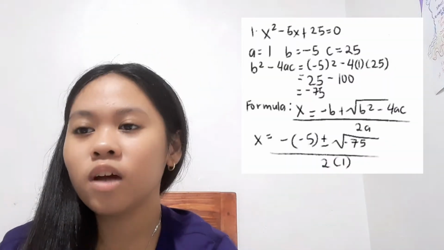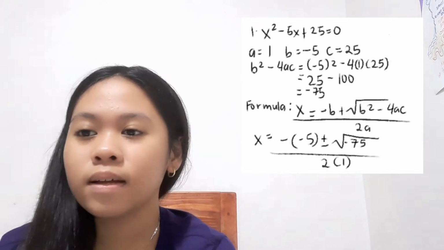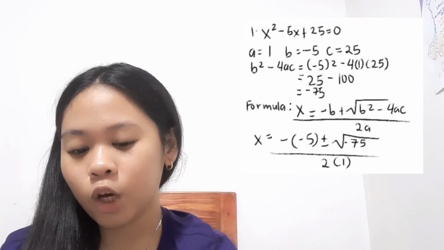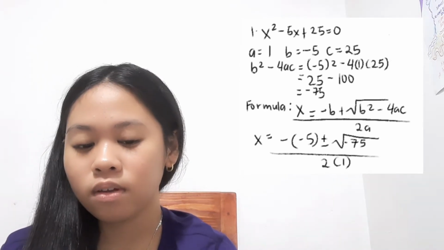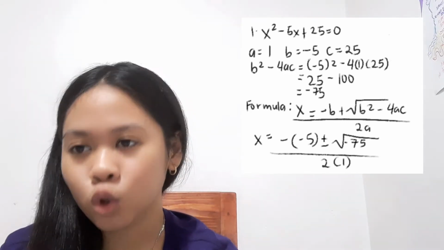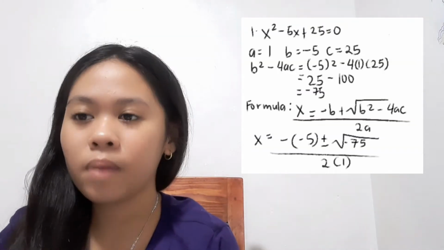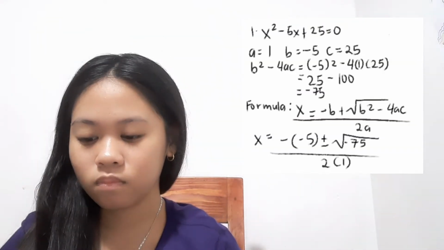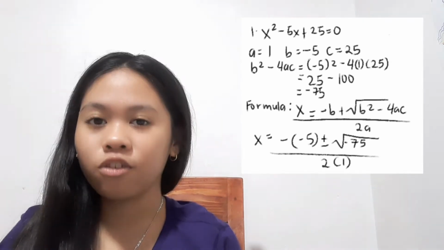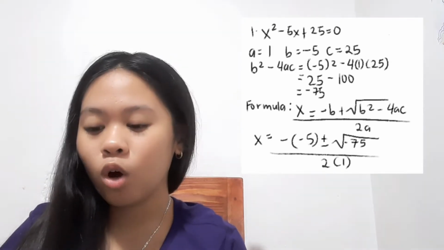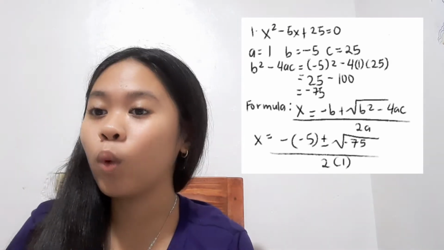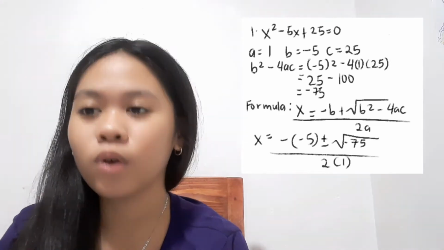And now we will do the quadratic formula. But first, let us know what the formula is. Our formula is x equals negative b plus or minus the square root of b squared minus 4ac, all divided by 2a. Now let us apply the formula to our problem. x is equal to negative 5 plus or minus the square root of negative 75, all divided by 2 times 1. Negative 75 is our answer when we subtract 25 from negative 100.